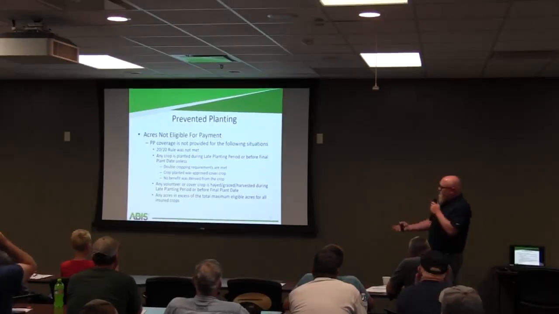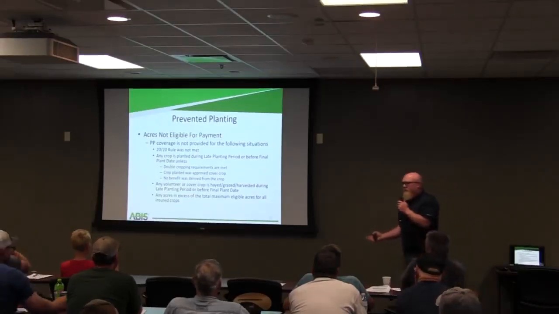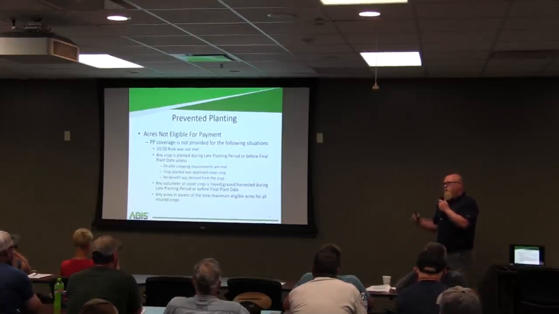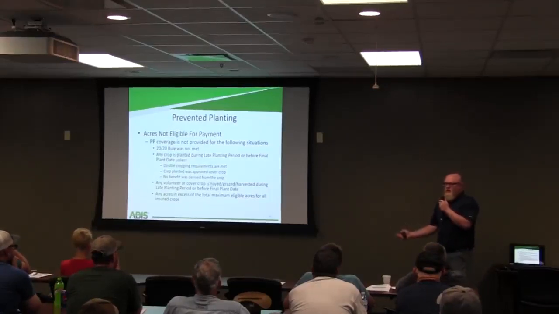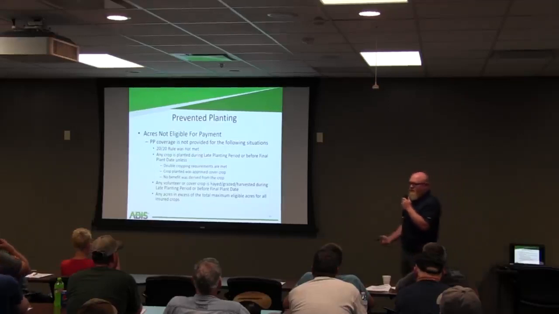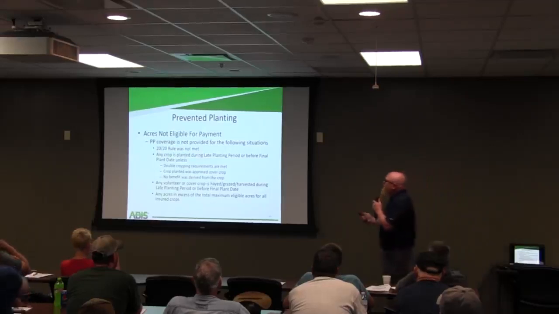And then any acres in excess of your total maximum eligible. So like the situation I spoke about a minute ago where the guy had first crop corn in the ground, second crop beans, and then had some prevented acres as well, put him over the top on his maximum eligible, so he wasn't able to get paid on those.